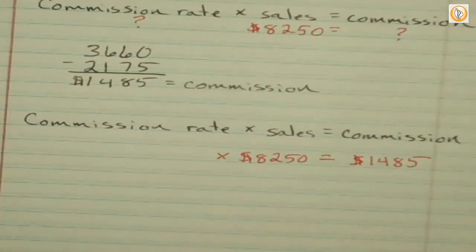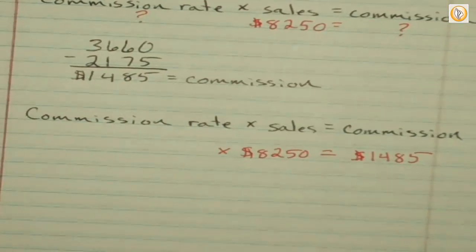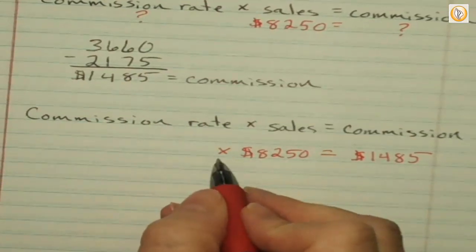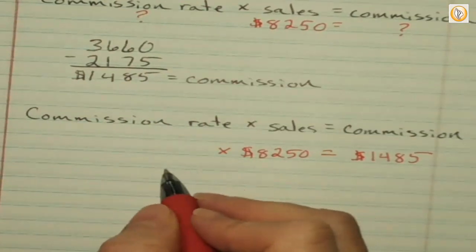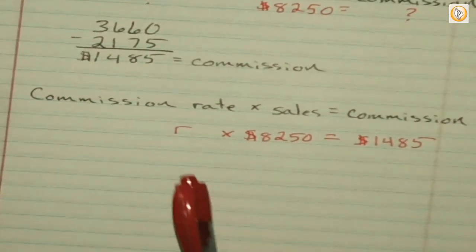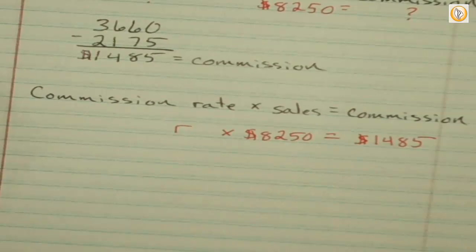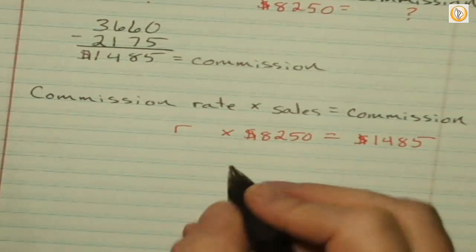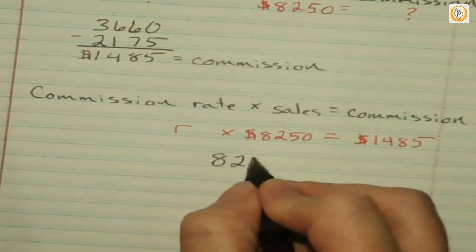So now that we've plugged this in, commission rate, what can we call that, Chap? X. No, we already have an X there. Call it something else. R. R for rate. I like that. So, Chap, what is R times 8,250? 8,250 R. Very good.